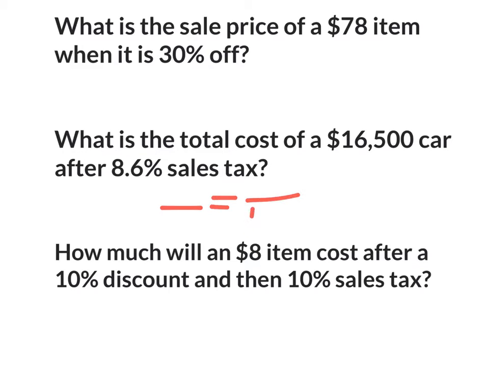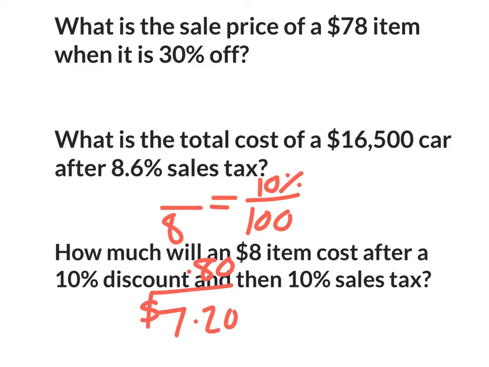So I set that up. It's an $8 item. The first thing that happens is I take off 10%. I'm just going to do this one fully. So if I take off 10%, I'd be ready to multiply and divide, and that would be 80 cents. And now it'd be $7.20 when I subtract it. Or you could say, well, 10% less is 90% remaining, and you'd still get an answer of $7.20.